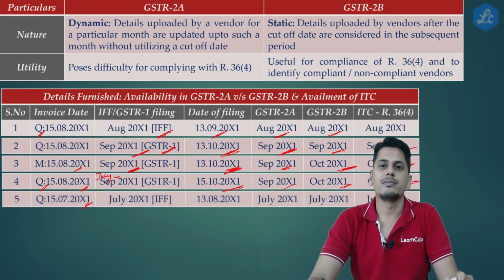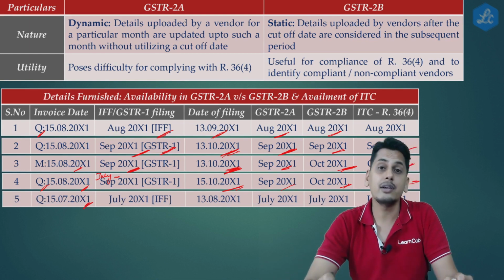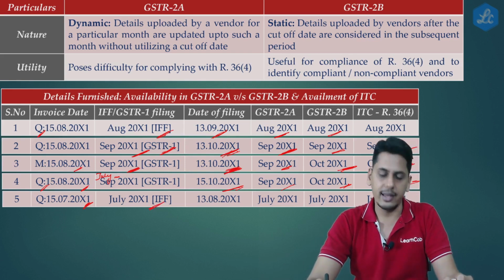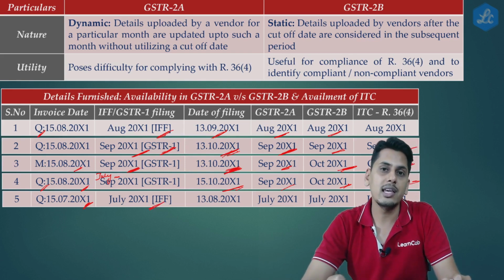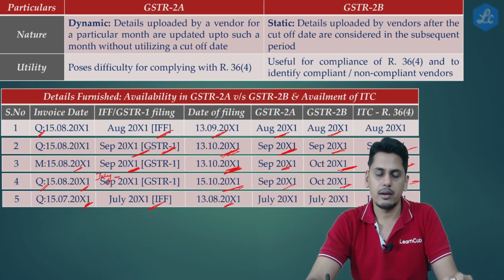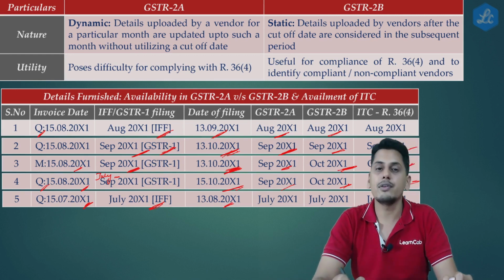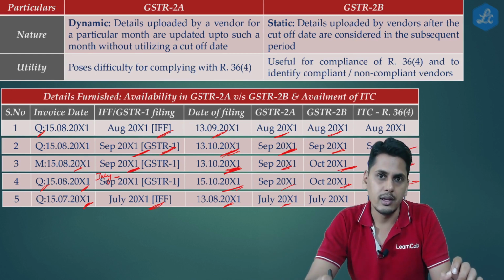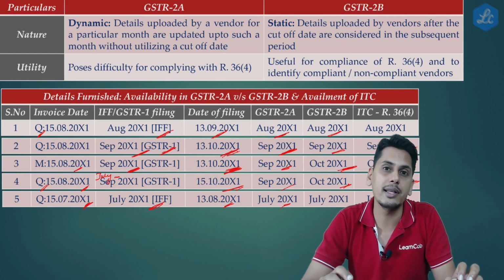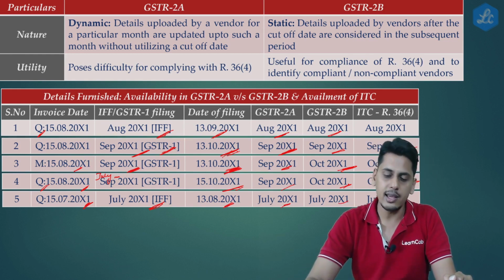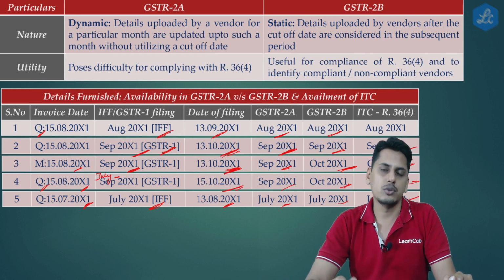Quarterly fellow, invoice dated 15th July. It was furnished in the IFF of July. The date of filing 13th August. Now friends, since it was furnished in IFF of July, it will appear in 2A of July. Will it also appear in 2B of July? To appear in 2B of July, it should have been filed by 13th of August. Is it done so? The answer is yes. So it will be 2B of July, ITC for the tax period July.